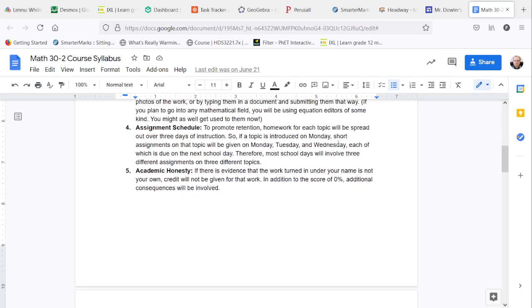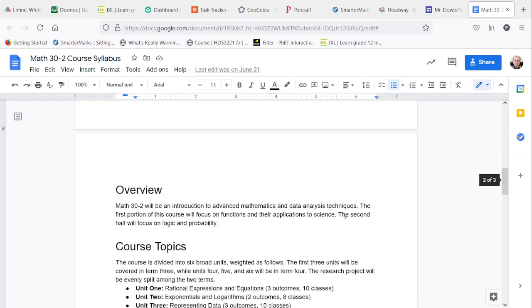The assignment schedule is as we are used to. We will do 3 days of homework for each topic. So if we introduce a topic on Tuesday, the homework assignments for it will be due on Wednesday, Thursday, and Friday. For academic honesty, if there is reason to believe that the work handed in your name is not yours, you will receive a 0, and there will be additional consequences depending on the situation.